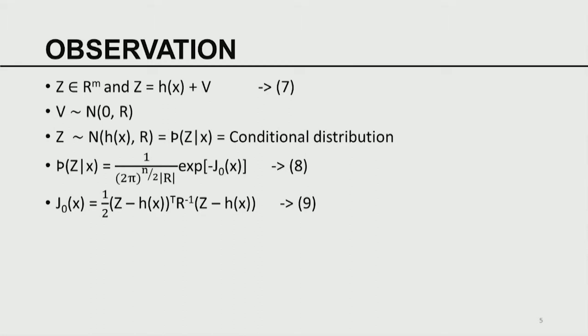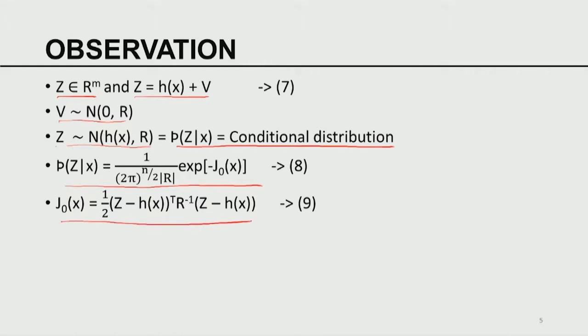Now let us go to the observation. Z is the observation. Z is equal to h of x plus v. Z contains information about the state. So, it is the indirect measurement of the state. I am going to assume v is normally distributed. So, because of the additivity and the uncorrelated nature of x and v, the conditional distribution p of z given x is given by this distribution, where J_O is given by this.